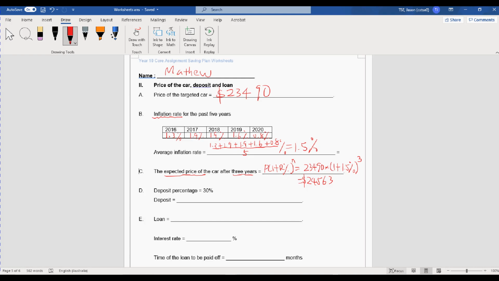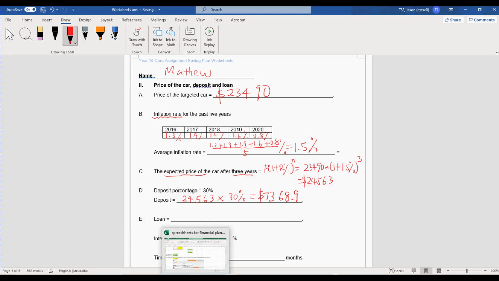Deposit percentage is 30%. That's the percentage given by the task sheet, so we have to follow. So how much deposit do you need to make? Deposit means you use the inflated price times 30%, right? So let's do this using your own calculator. That's the amount you need to pay as deposit.